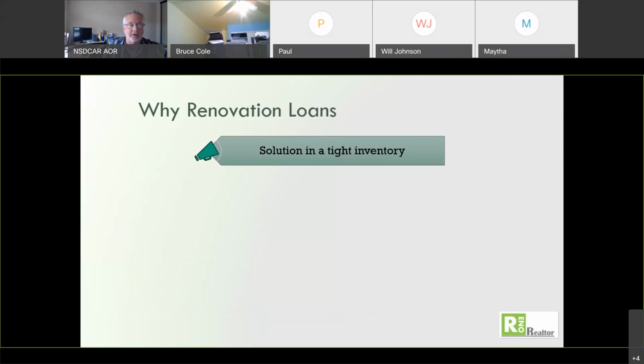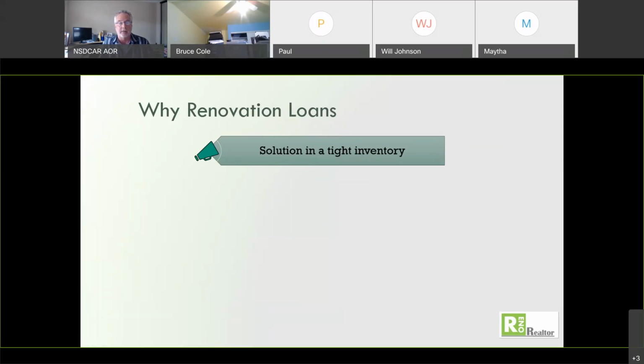So why renovation loans? In the San Diego marketplace, I think we'll have a perpetual scenario where we're always going to have tight inventory out there. I don't know if that's ever going to go away. So in any case, this will give us an opportunity to do more with less.